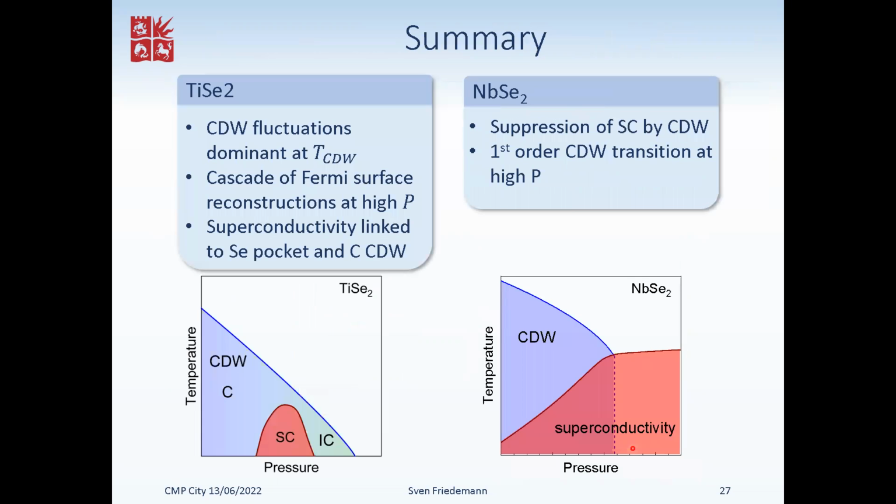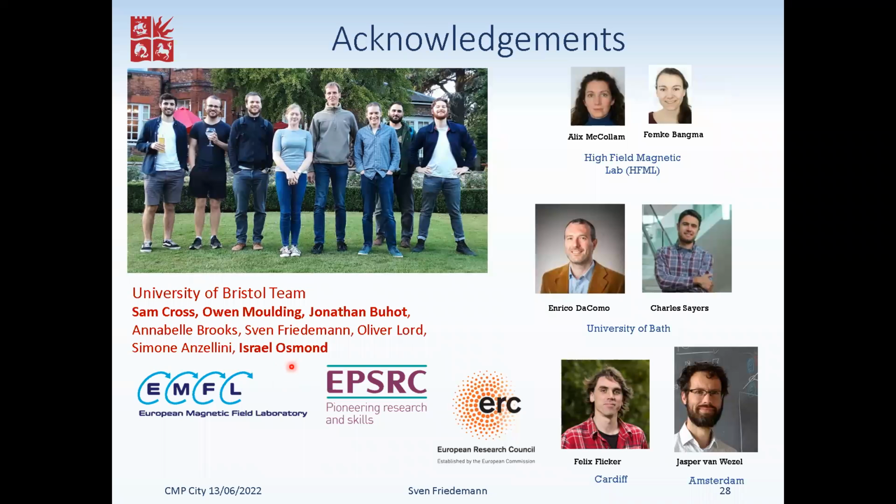Okay, so with that, I'll finish here. So we've seen the charge density wave and the interplay with superconductivity in both titanium diselenide and niobium diselenide: clear suppression in niobium diselenide, a charge density wave that hosts the superconductivity in titanium diselenide on one of its Fermi surface pockets, and probably linked to the charge density wave reconstructed phonons. So with that, I'd like to highlight a number of people.